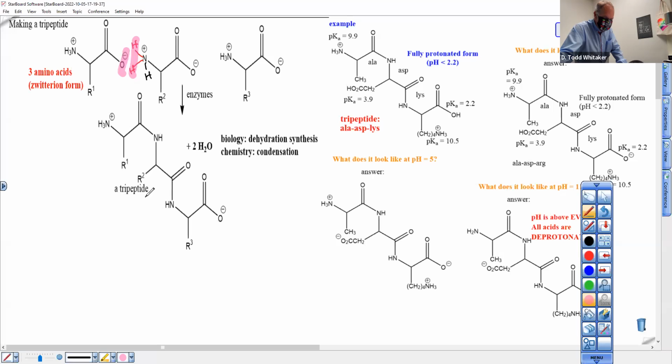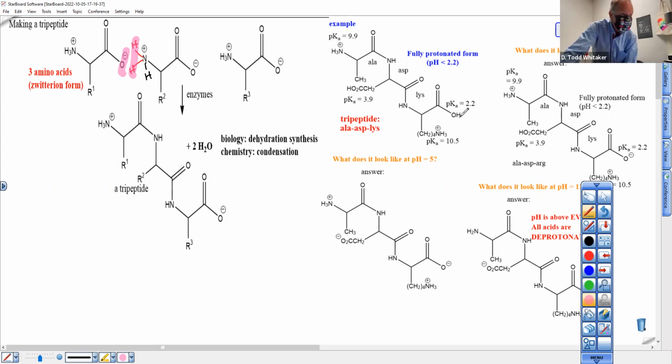Okay, so we made a tripeptide. What I did here was gave you a picture of a fully protonated form of this tripeptide, ALA-ASP-LYS. That means the one on the left is alanine, the one in the middle is aspartic acid, and the one on the end is lysine. And these pKa's I give you on the test. The fully protonated form, and the picture is for the molecule at a pH of less than 2.2. Because the lowest number of all the 4 numbers is 2.2. You see it?